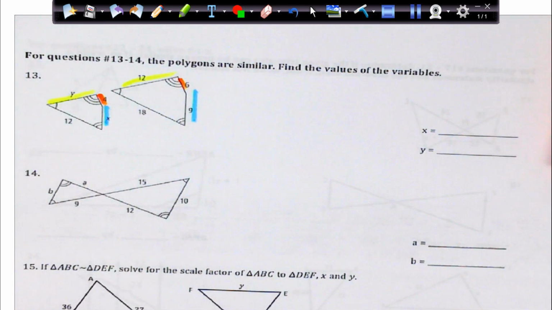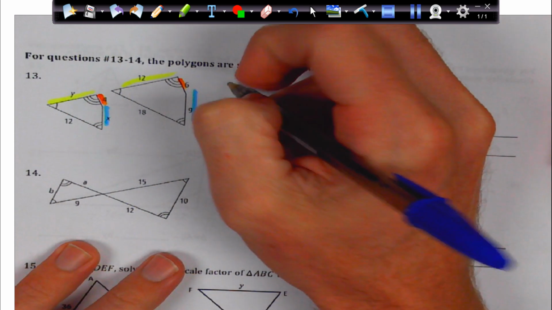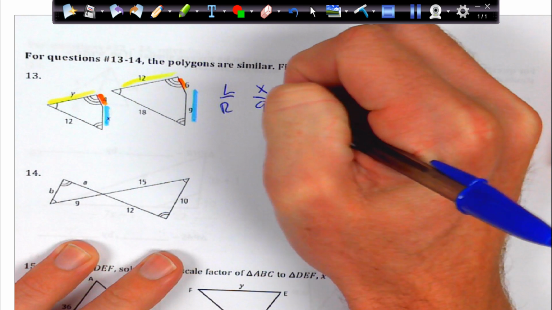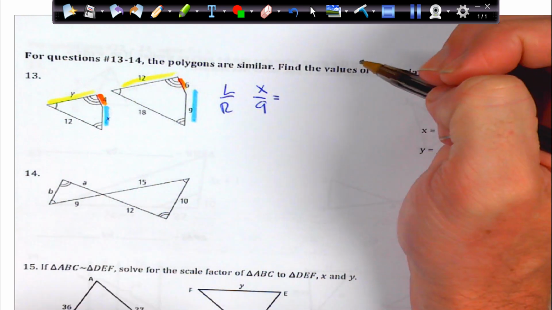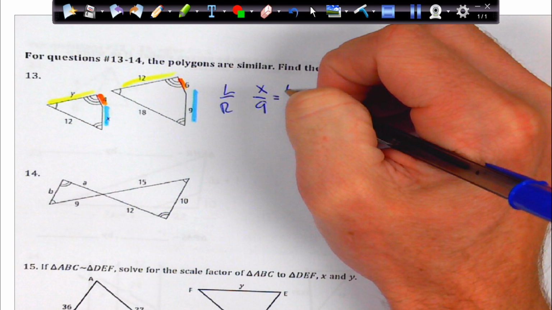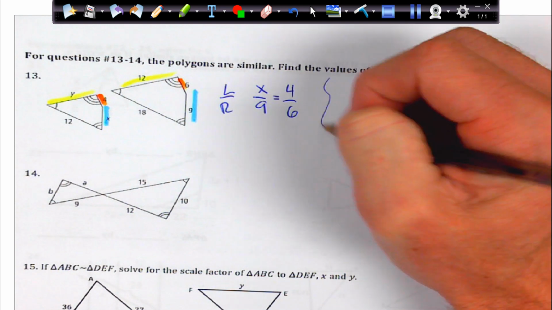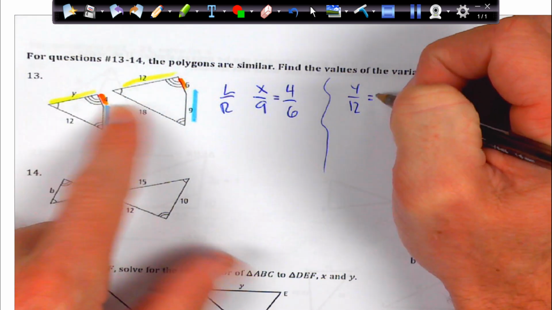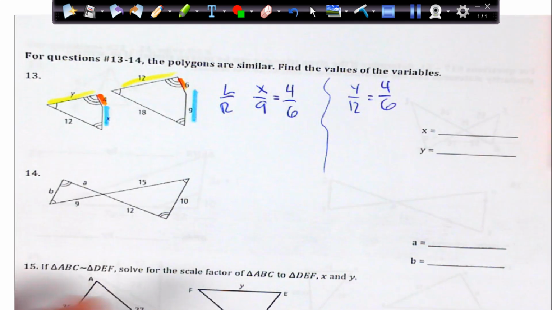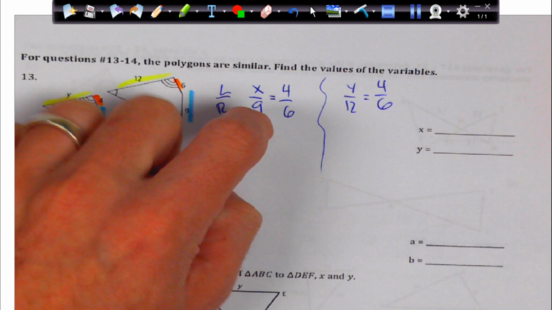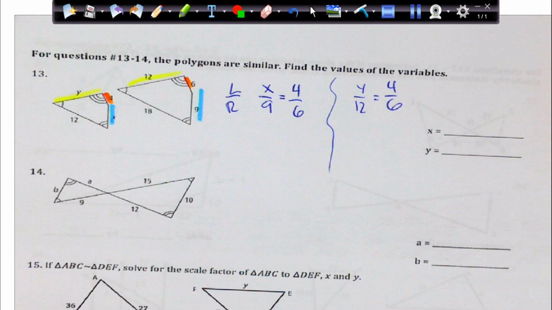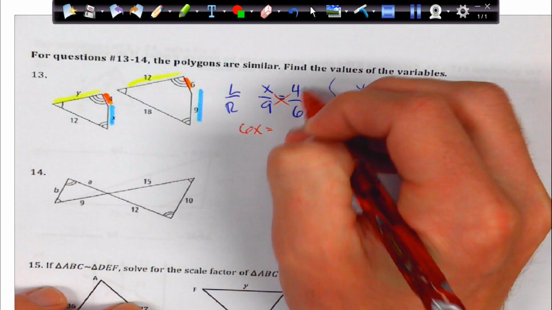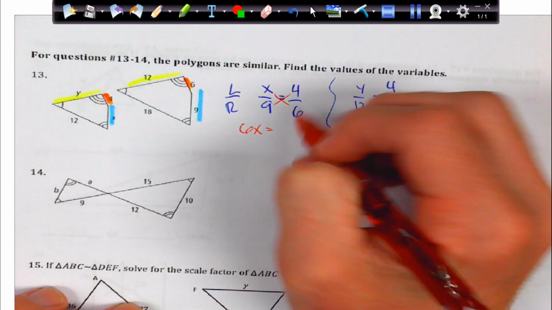I do have to set up a proportion to solve because they're not congruent. So I'm going to go left to right for setting these up. So I'm going to go x over 9 equals, and then I need values that don't have any other variables. So I'm going to do the 4 and the 6. And then you could do a second equation with the y's. That's y over 12 equals, and I'm going to use the 4 over 6 again because I need 4 values in my proportion, and only one of them could be a variable. So cross multiply, we get 6x equals 9 times 4, which is 36.